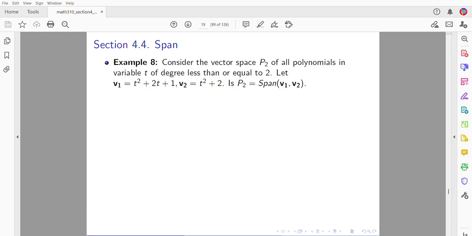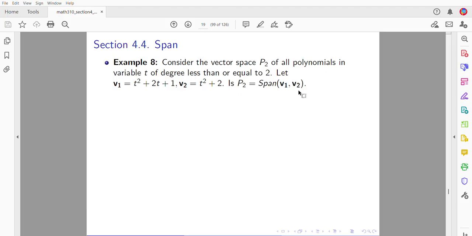Another example. Consider the vector space of all polynomials in variable t of degree less than or equal to 2. That's what the 2 signifies. Suppose v1 equals t squared plus 2t plus 1, and v2 is t squared plus 2. Is P2 equal to the span of these two vectors? That is, can every polynomial of degree 2 or less be written as a linear combination of v1 and v2?